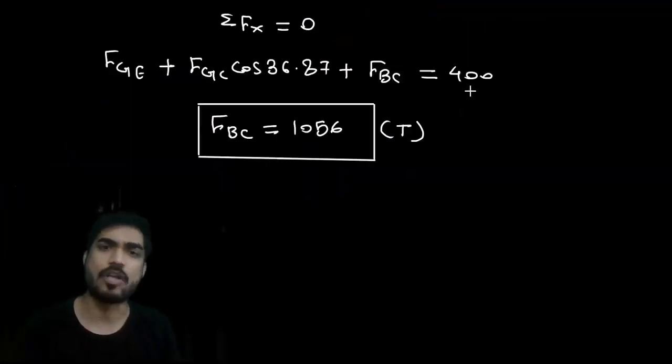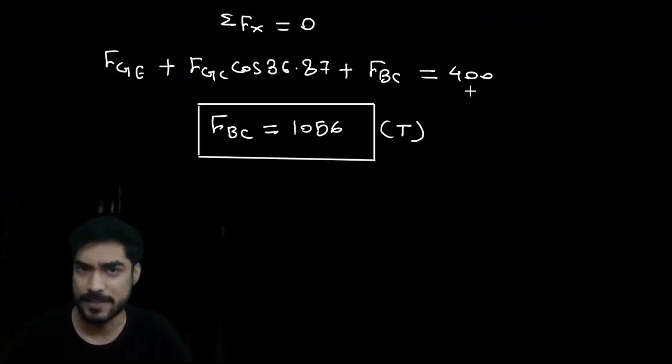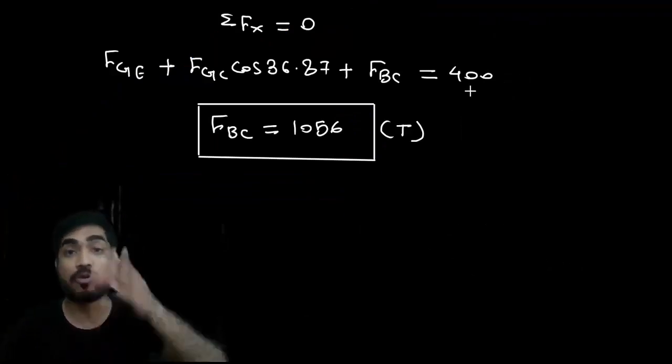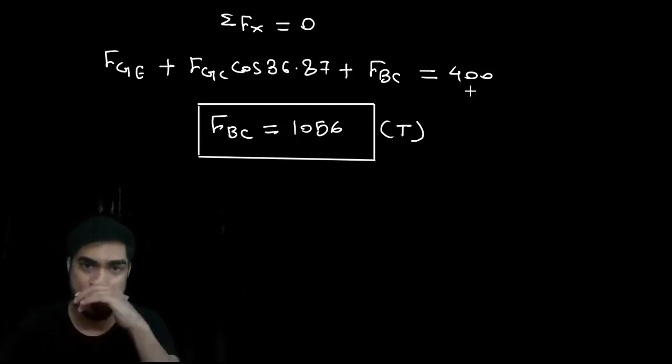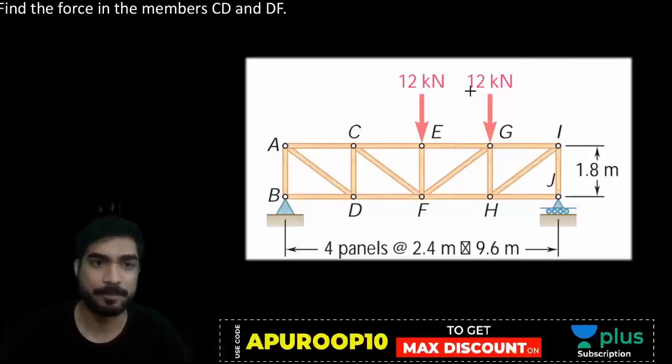Now my friend, let's solve some more problems based on this, so that we will understand how to take a section and how to draw the FBD of part of a truss. Okay, so let's move on to this problem. Find the force in members CD and DF.